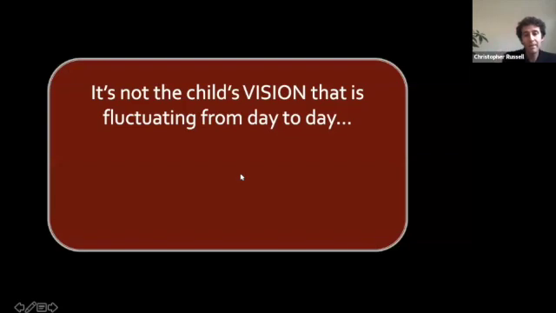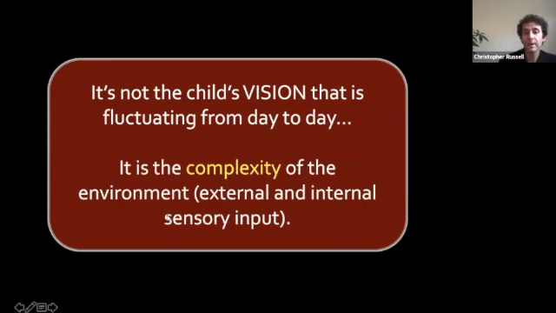One of the most common misconceptions that I get about CVI, and that I'm sure you've heard this said if you haven't said it yourself, is that a child with CVI has highly variable or fluctuating visual attention or visual skills. It's not the child's vision that's changing. Children with CVI don't have constantly shifting and changing ability to use their vision or visual functioning. Rather, it's the complexity of the environment that's constantly changing, and kids' visual processing is just responding to that constantly shifting environment.